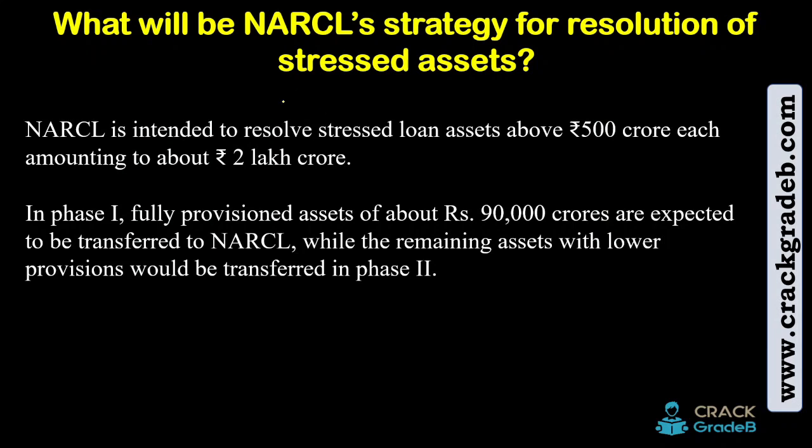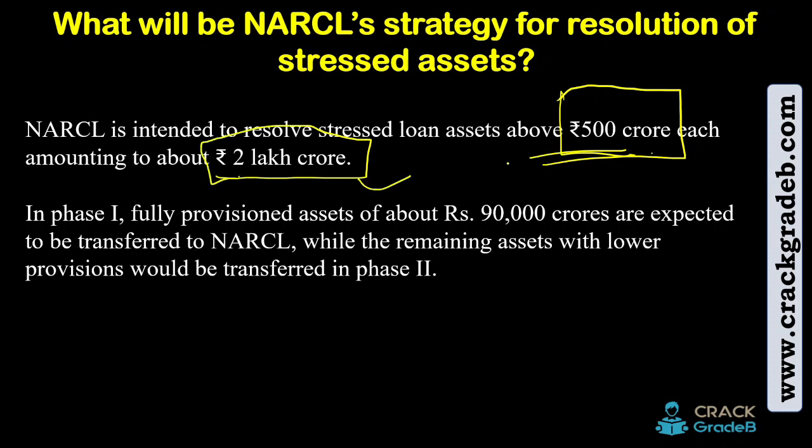What will be the NARCL strategy for resolution of stressed assets? Okay. See, NARCL is intended to resolve stressed loan assets above 500 crore. Above 500 crore. Very important for objective and descriptive both. Each amounting to about 2 lakh crore. So out of the total 2 lakh crore NPA that is above 500 crore, NARCL intends to resolve those assets, right? Stressed assets. So in phase 1, fully provisioned assets of about rupees 90,000 crore are expected to be transferred to NARCL, while the remaining assets with lower provision would be transferred in phase 2, right?